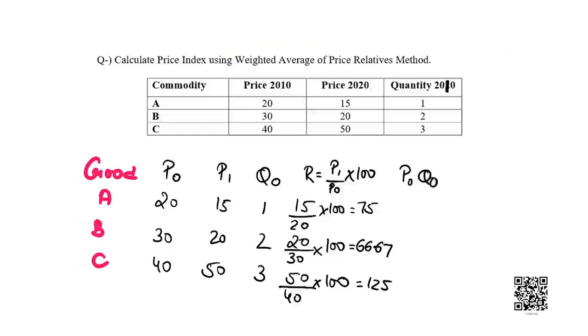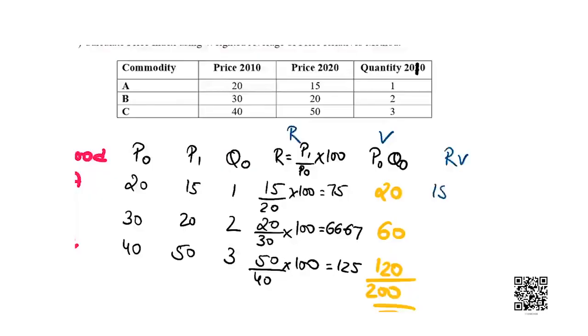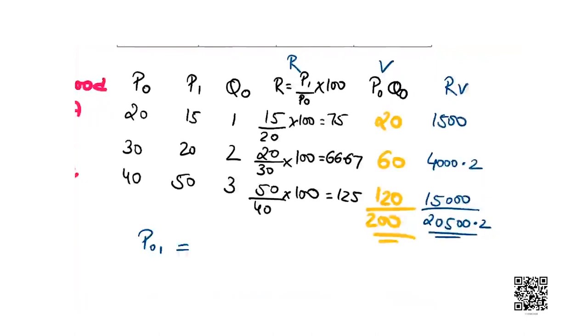Now let's calculate the value of P0, Q0. So we have 20, 60, and 120. So the total of this will be 200. This will be regarded as V. Now we have to calculate RV, that is the multiplication of the price relative with the value. So we have 75 into 20, which will be 1500, 66.67 into 60, which will be 4000.2. Then we have 125 into 120, which will be equal to 15,000. So the total of this will be 20,500.2.